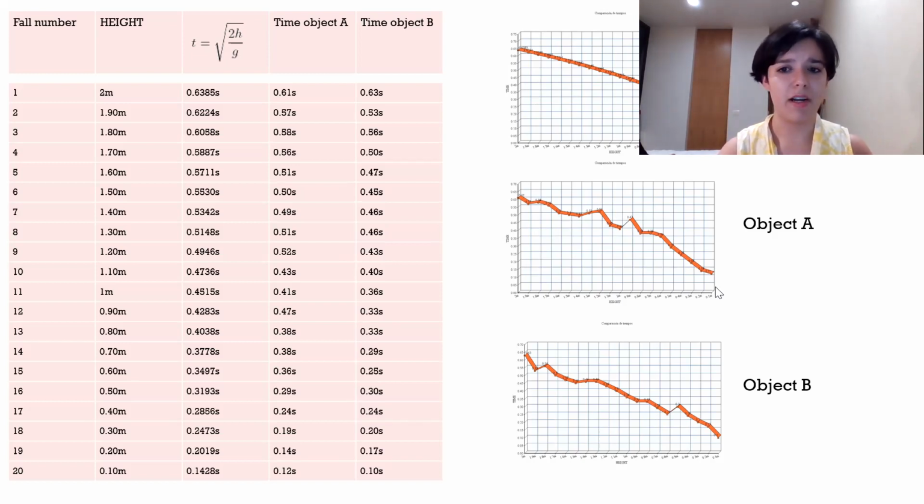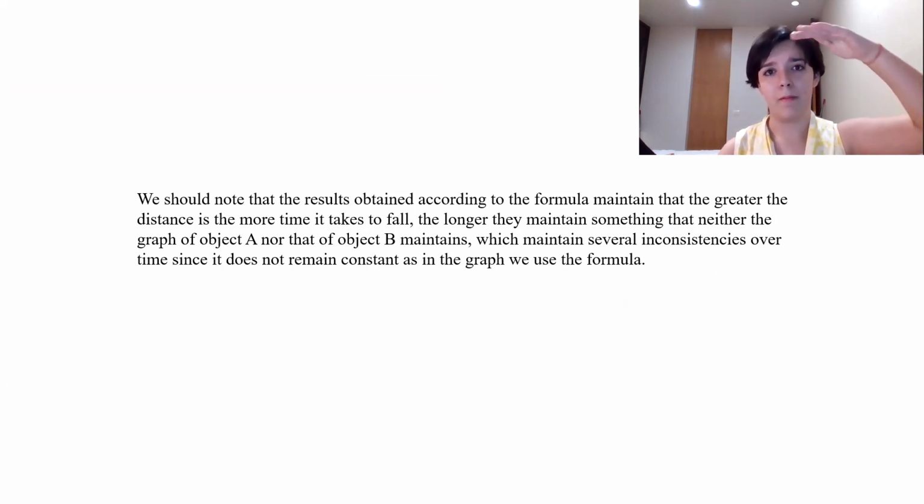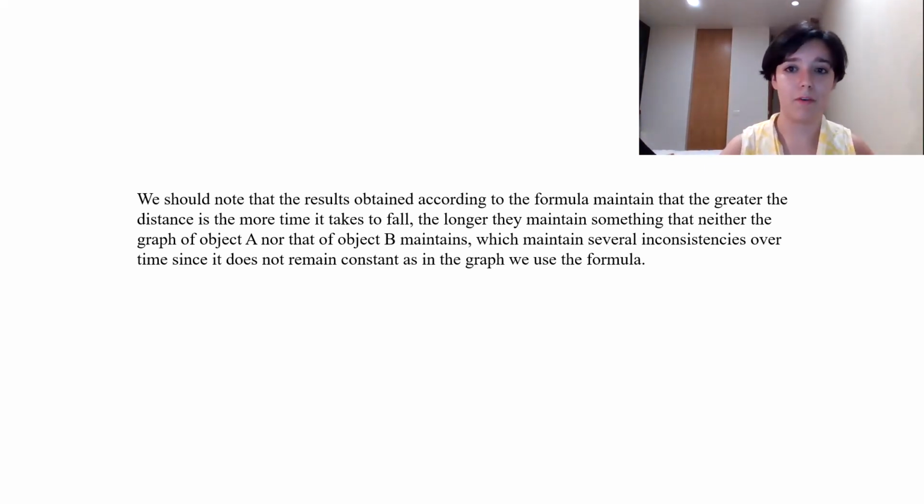Object A has more inconsistencies compared to object B. So here we see our first mistake. We should note that the results obtained according to the formula maintain that the greater the distance is, the more time it takes to fall. This is something that neither the graph of object A nor that of object B maintains, since they show several inconsistencies over time and it does not remain constant as in the formula graph. Here we're looking at the graph of A like this, the graph of B like this, and the formula graph like this. So the formula graph is the correct one.